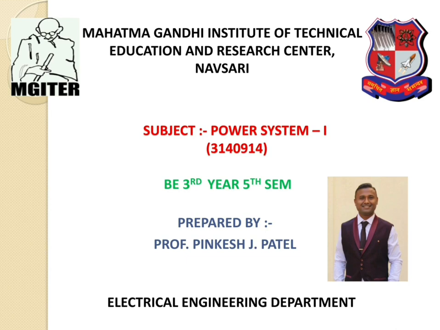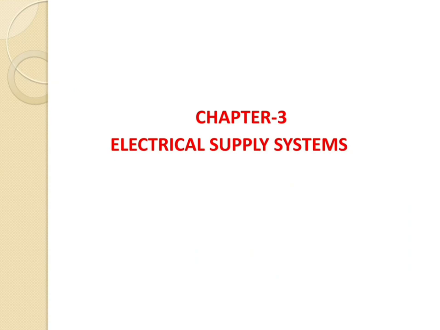In the last lecture, we already discussed the DC distribution system, classification of the distribution system, classification of the distributor, electrical supply, the primary distribution system, and the secondary distribution system, and likewise we studied much theory based on the DC distribution system. Today I will start with chapter number 3, that is the electrical supply system.